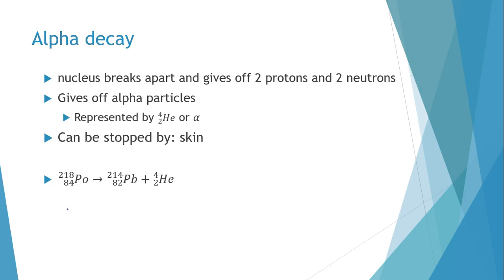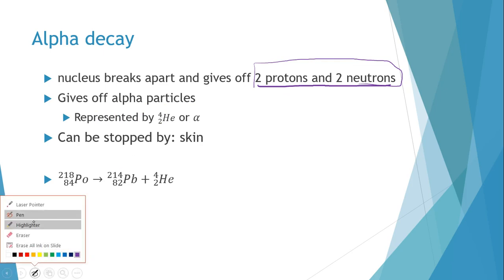So take a moment and copy down what's on this slide, and then I'll do some explaining. So if you have this down, you can see that what creates alpha decay is a nucleus falling apart, but very specifically, it breaks apart and gives off 2 protons and 2 neutrons. So we need an easy way to represent this 2 protons and 2 neutrons. So what we do is we represent it this way. We call it an alpha particle, and how we represent an alpha particle is right here. Let's change my highlighter color.